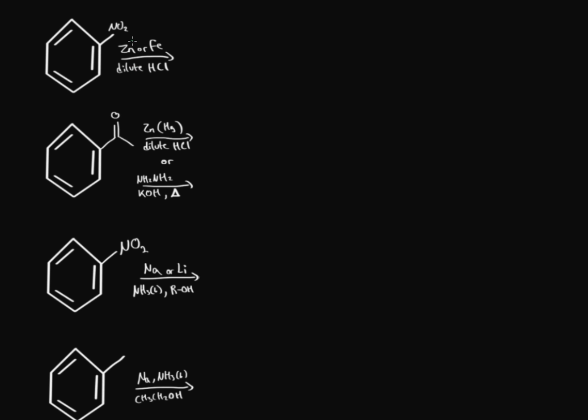How do we do that? If we add a catalyst like zinc or iron with dilute hydrochloric acid, we end up getting this product right here, which is just the benzene ring, but now we no longer have a nitro group. We have an amine. So that's what a nitro group looks like when it's reduced using these reagents.